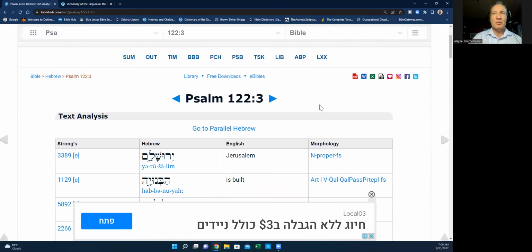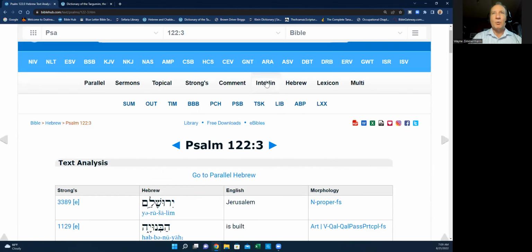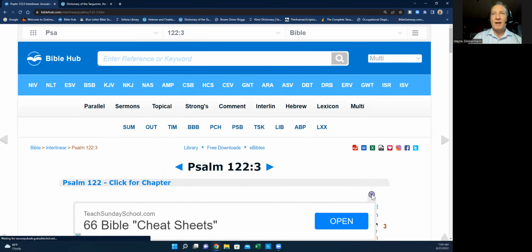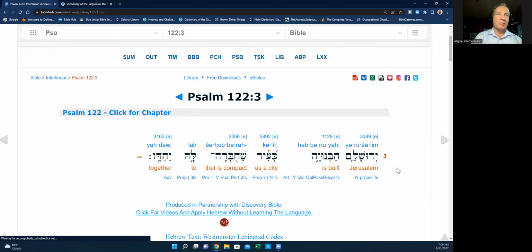Here it happens to take me to more of a text analysis. What you want to click then is this abbreviation for interlinear. When you click that, it will create a view similar to what we've been looking at previously. Hopefully that'll help you as you try to navigate Bible Hub. It has many different tools in it.